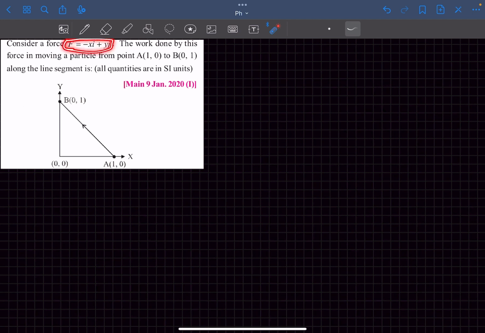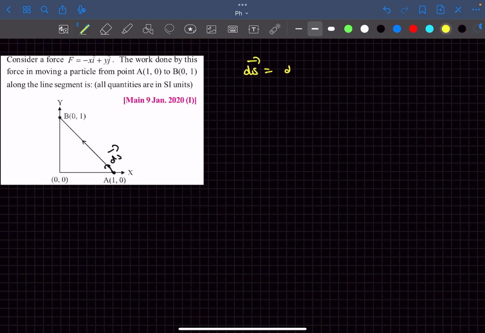So we are given a force which varies with position, and we have to find the work done by this force in moving a particle from point A to point B along this line segment. The displacement vector will be dx i cap plus dy j cap in Cartesian coordinates. So the work would be the integral of, if you do the dot product of the force and displacement vector, minus x dx plus y dy. The x limits will be from 1 to 0 and the y limits will be from 0 to 1, and if you solve it, you'll get the answer as 1 joule.